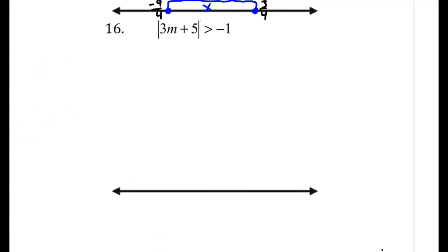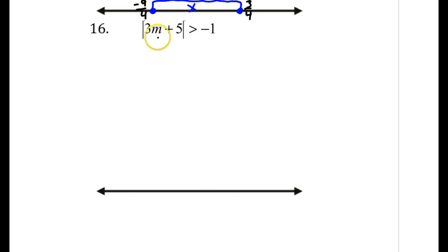Alright, and looks like same thing here. This is asking what's negative 1 away from here? What's more than negative 1 away? You can't be more than negative 1 away. What's more than negative 1 mile away? Can't go a negative 1 mile away. So yeah, again, empty set.